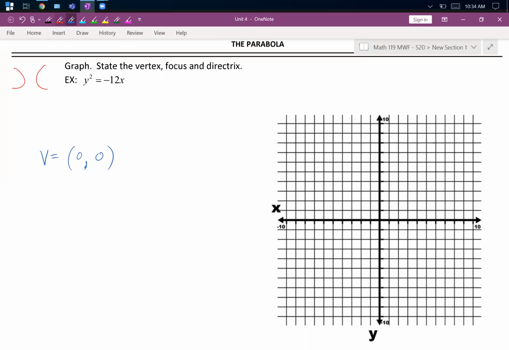I want to get this in the form where y squared equals 4px. So basically, I just have to factor out a 4. I need to change that -12 into 4 times something, and then I can identify my p. So y squared equals 4 times -3x. So we know then that our p-value is -3. Since p is negative, that means that our parabola is going to be opening to the left.